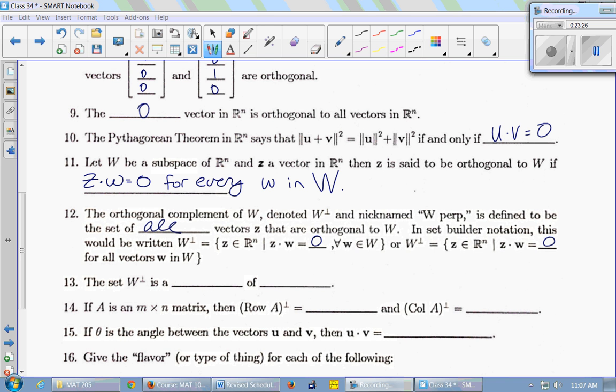The set W perp is a subspace of Rn. It's a set of vectors that live in Rn and it satisfies the 3 requirements of a subspace. It's got the 0 vector, closed under addition, and closed under scalar multiplication.